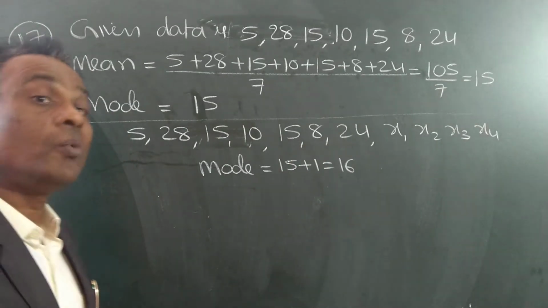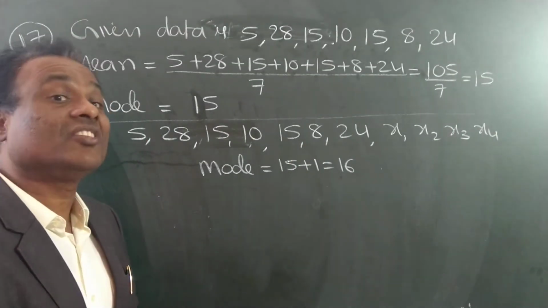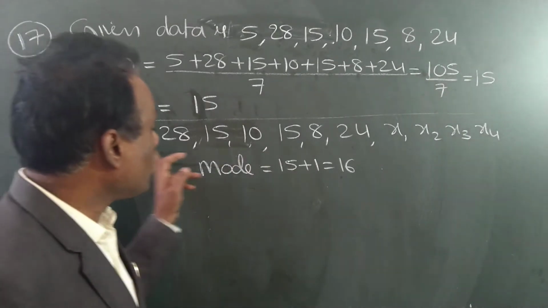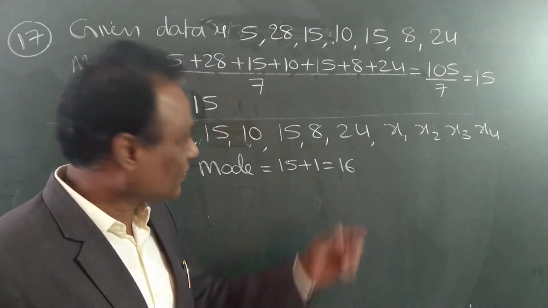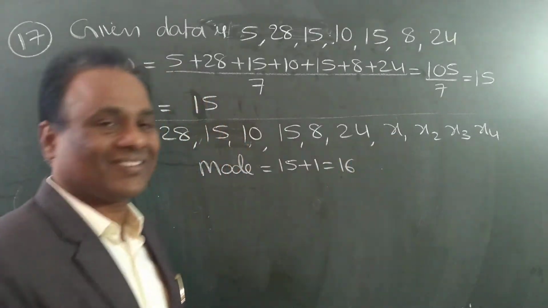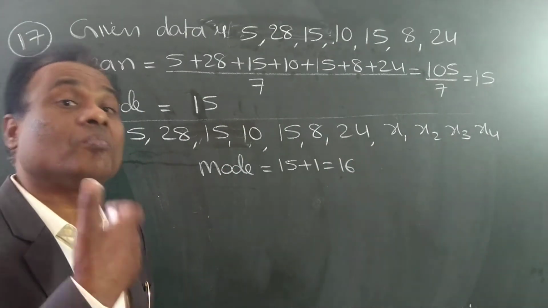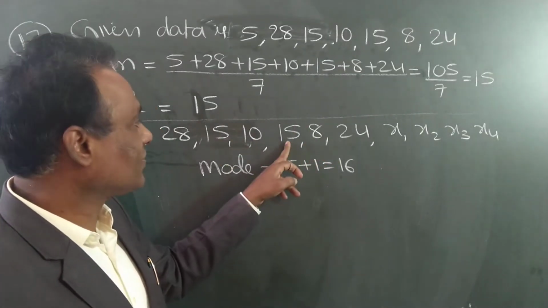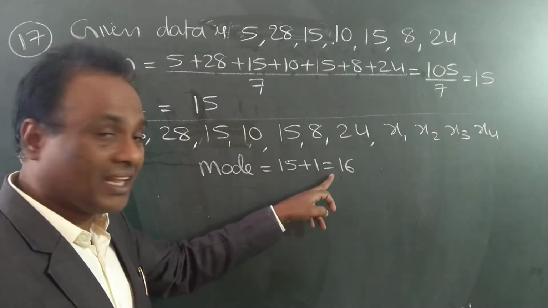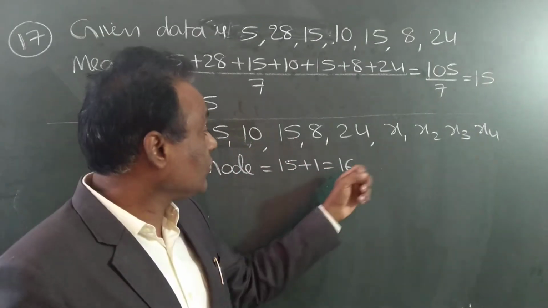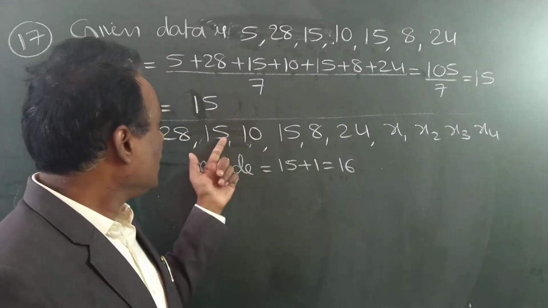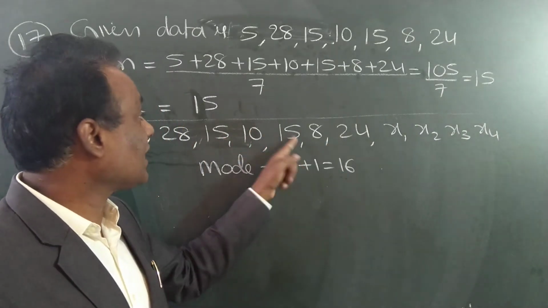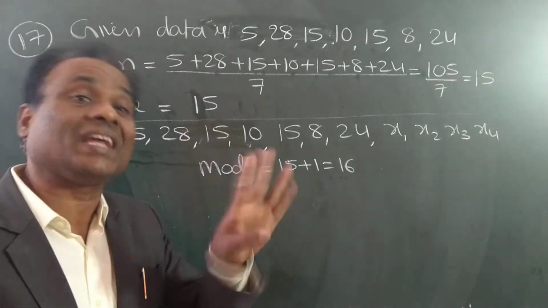Now, what is mode? The number which occurs more times is mode. So mode of this is 16 means 16 should occur more times. Already 15 is occurring 2 times, so actually mode is 15. But it is given that mode of this new data is 16. That means 16 should occur more than 15. 15 occurs 2 times means 16 should occur 3 times.